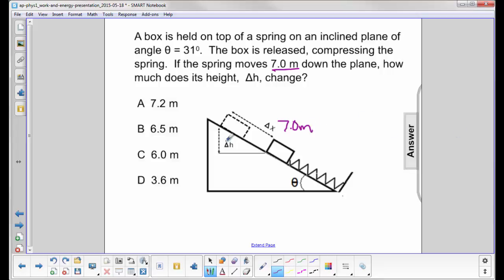How much does its height, delta h, change? We know that this angle theta is equal to this angle theta by the law of alternate interior angles. So delta h is going to be delta x sine theta.